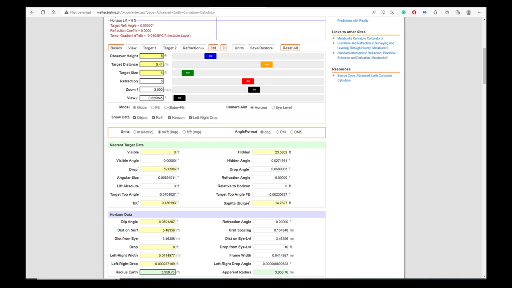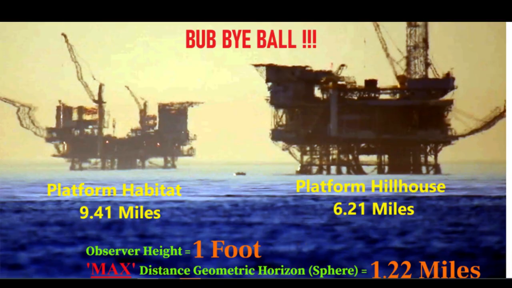And if Quantum Eraser had used Walter Bislin's advanced curvature calculator, he would have seen that, although the distance calculation of an observer height of 8 feet without refraction indeed comes out to be 3.46356 miles, that's only slightly less than 3.4648, the result of the 1.225 times the square root of the observer's height calculation. When you introduce a refraction of just 0.058885 degrees, the distance to the horizon is 9.41725 miles.